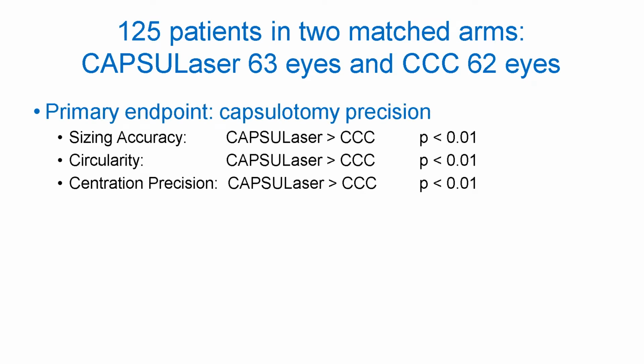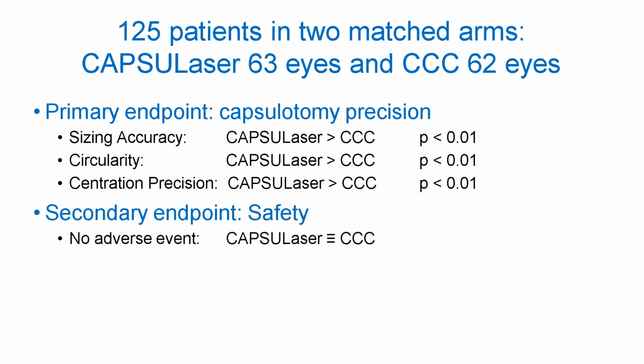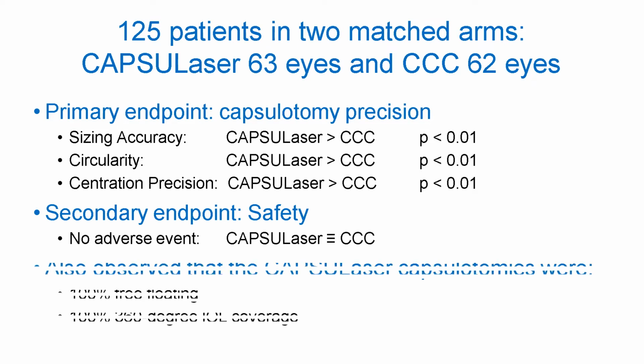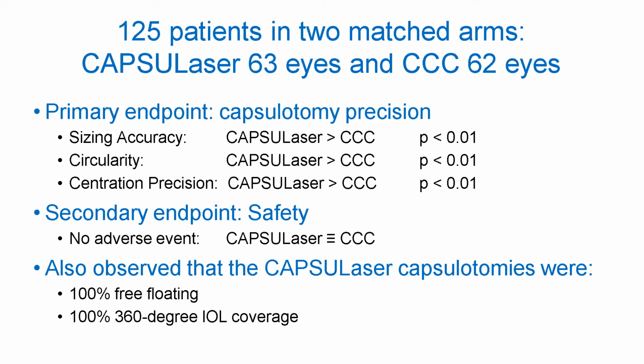The primary endpoint was capsulotomy precision, and we were able to show that, statistically speaking, CAPSULaser was better in terms of sizing accuracy, circularity, and centration precision compared to CCC. And this was significant in all 3 of these parameters at P less than 0.01. There was a secondary endpoint for safety, and no adverse events were found in either of the arms of the study. We also observed that CAPSULaser capsulotomies were 100% free-floating, and also gave 100% 360-degree IOL coverage.